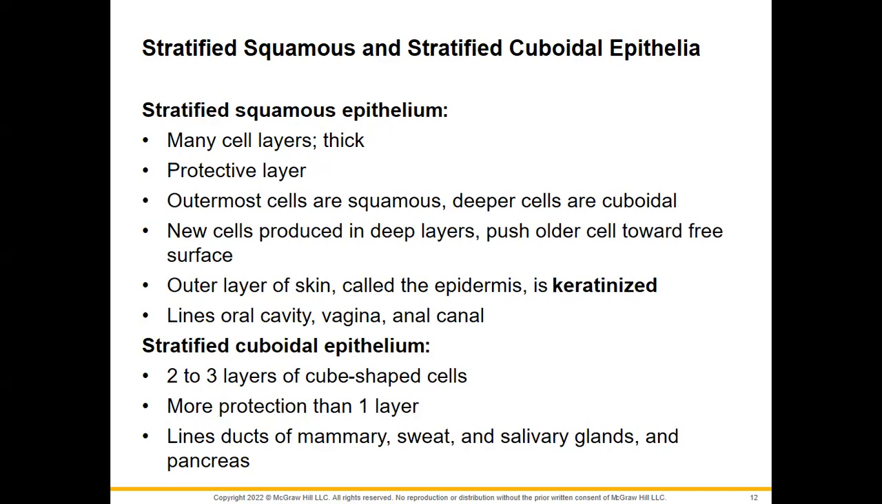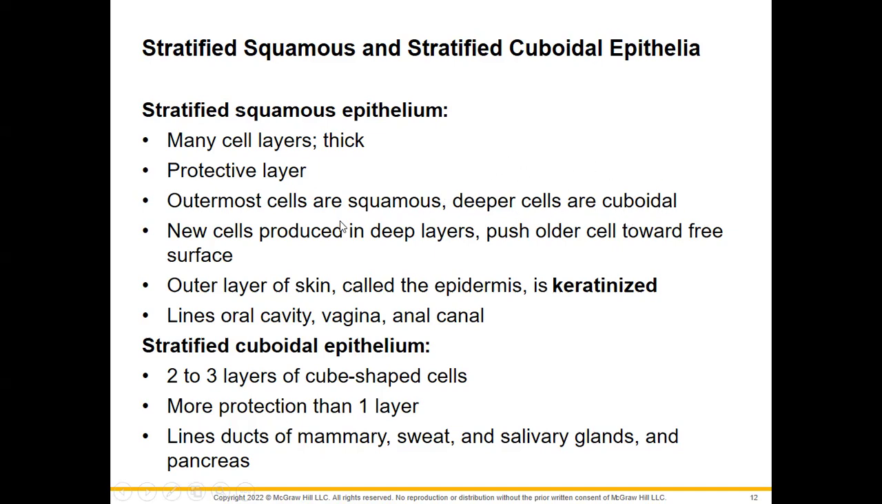So stratified squamous, these are going to be many cell layers of thin cells, right? That squamous is that thin flat cell. This is also going to be a protective layer. Outermost cells are going to be squamous. Your deeper cells are cuboidal. So when you're looking at stratified tissue, any tissue that has more than one layer, be careful not to look at the deeper cells to try to describe the type of cell you're looking at, because the deeper cells are not going to give you the true picture of it.